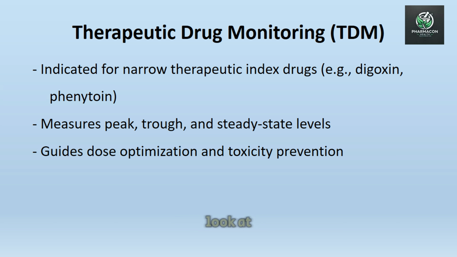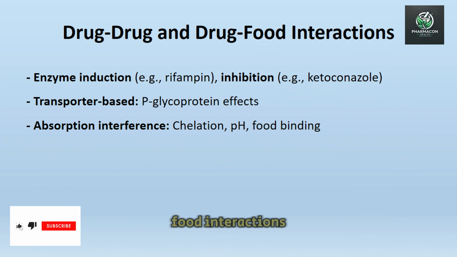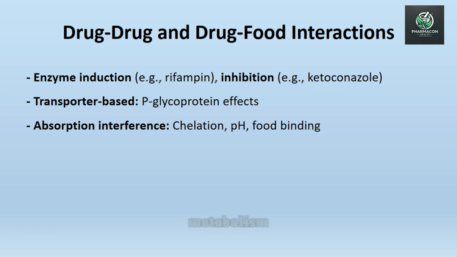Now, let's look at how other drugs or even food can affect how a drug is absorbed, distributed, metabolized, or eliminated. Drug-drug and drug-food interactions can change how a drug moves through the body. Let's break it down. Some substances, called enzyme inducers, like rifampin, speed up metabolism. This can lower the amount of drug in the body. Others, called enzyme inhibitors, like ketoconazole, slow down metabolism. That can lead to higher drug levels and increase the risk of side effects or toxicity.